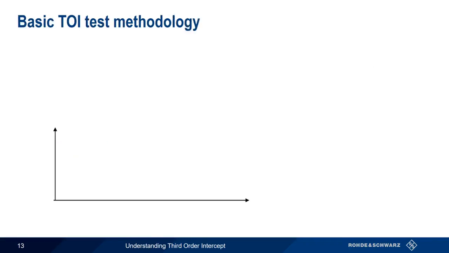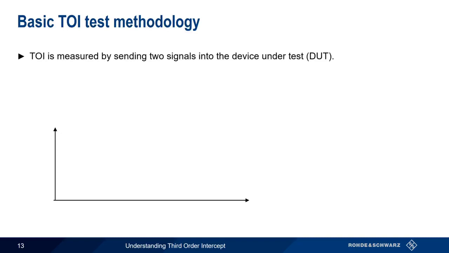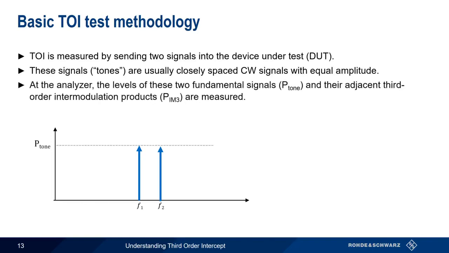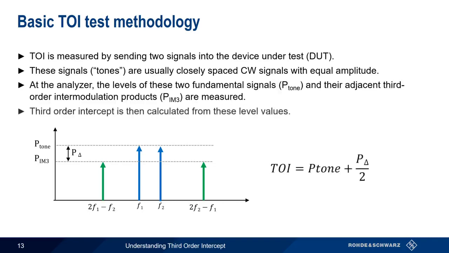We calculate or measure third-order intercept by sending two signals or tones into the device under test. These are usually closely spaced unmodulated or CW signals with equal amplitude. We measure the amplitude of these two fundamental signals or tones, as well as the amplitudes of the adjacent third-order products. Using the difference in power between the fundamentals and the third-order products and a simple formula, we can then calculate third-order intercept or IP3.